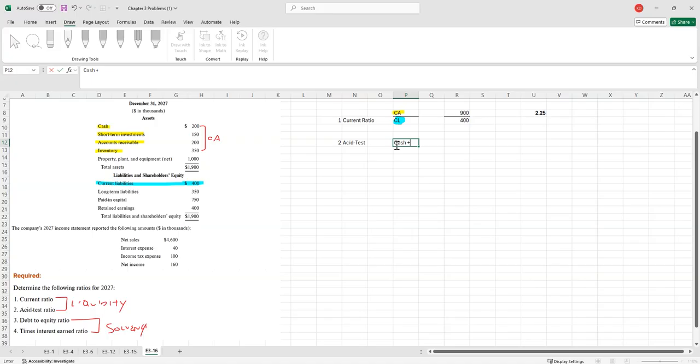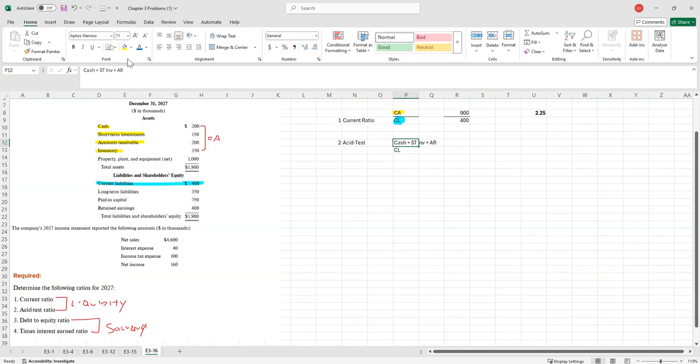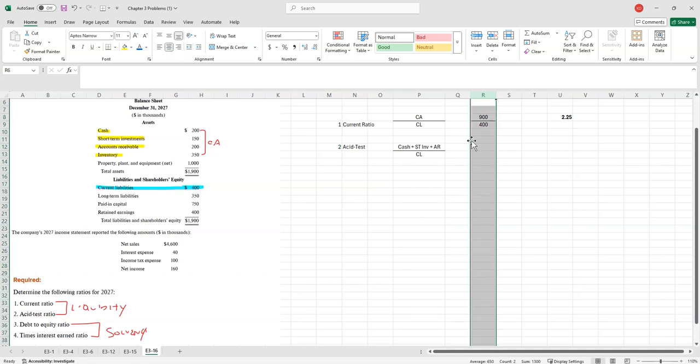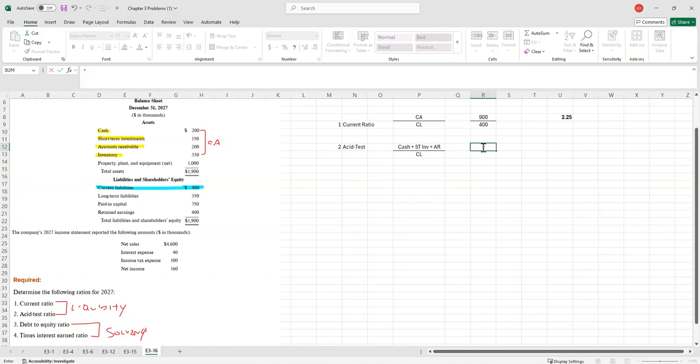So that'll be our cash plus our short-term investments plus our accounts receivable over our current liabilities. And let me just center this. Of course that screws this up. Okay, no big deal. And I'll center these two. Okay, so here we can just pluck it from over there. Cash is 200, our short-term investments are 150, our accounts receivable are 200. That's great, 550. We know our current liabilities from last time, that hasn't changed, 400.